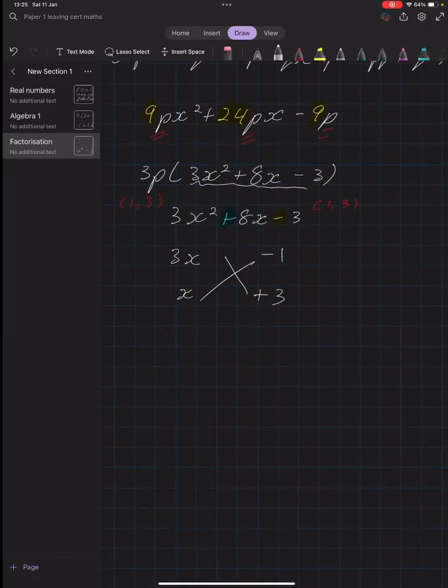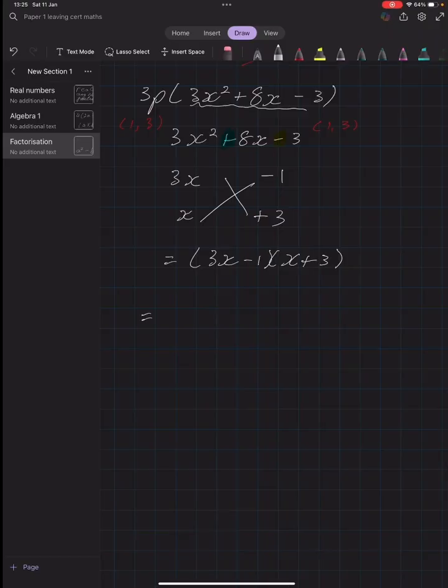So this thing here is equal to 3x minus 1 and x plus 3. And therefore our whole expression can be 3p, 3x minus 1, x plus 3. And that's the final answer for that one, okay? So the second they start throwing stuff in on top of you, it can get a little bit nasty.